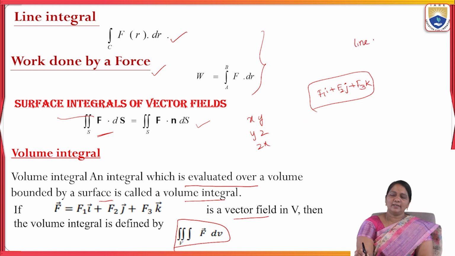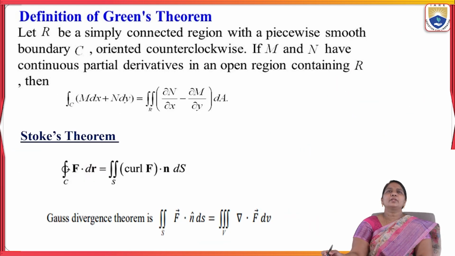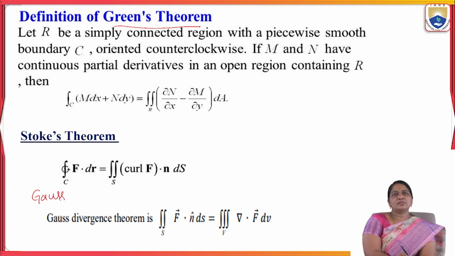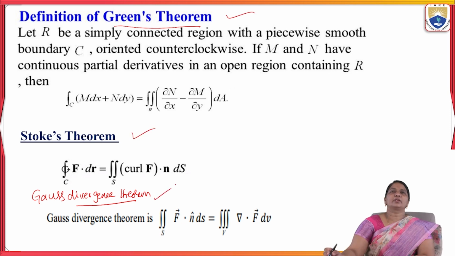So we have these three integrals in vector integration: the first is the line integral, the second is the surface integral, and the third is the volume integral. Three more important theorems are there: Green's theorem, Stokes theorem and Gauss divergence theorem. These three theorems are important in vector integration.